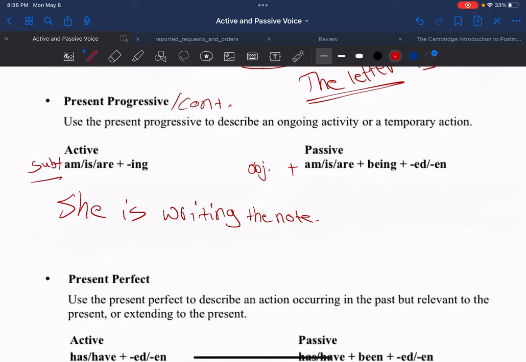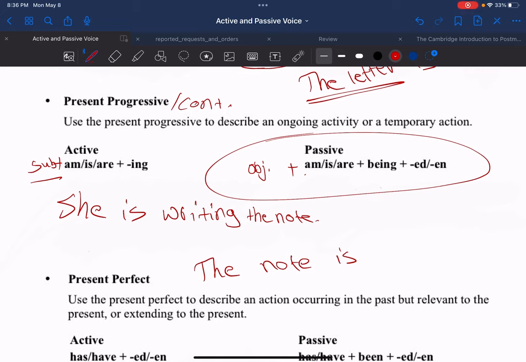We use this example so much because it will help you to notice the different structural changes. Now, the object is again the note. This is the passive rule, by the way: object plus is or plus being and then the verb in PP form. The note is being written. Keep in mind you can't exclude this. This is a part of the rule itself in terms of passivization.